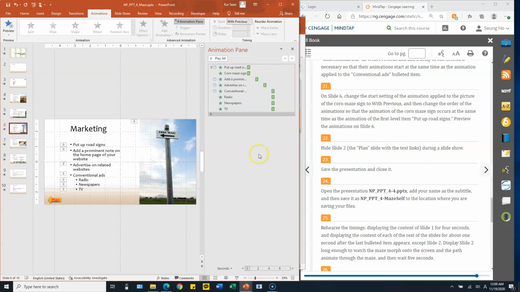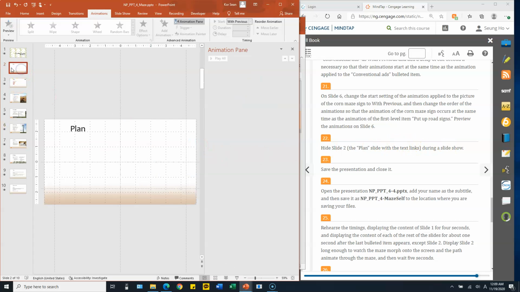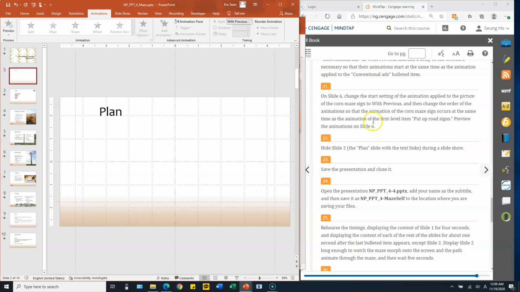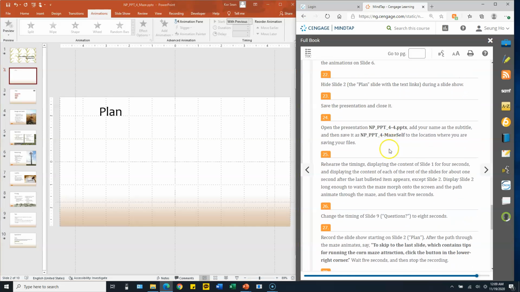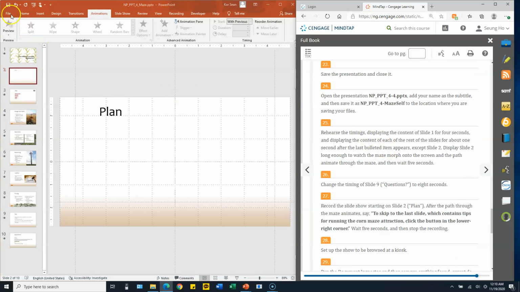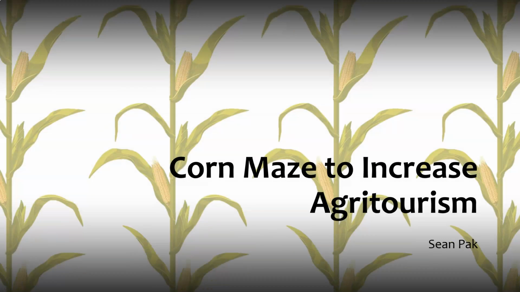Okay, hide slide 2. So click this slide 2, and then right click on this slide 2. Here is hide slide. So we have a cross mark here. Okay, and then number 22, save the presentation and close it. So save it. So let's try this slide. So F5 and see what happens.